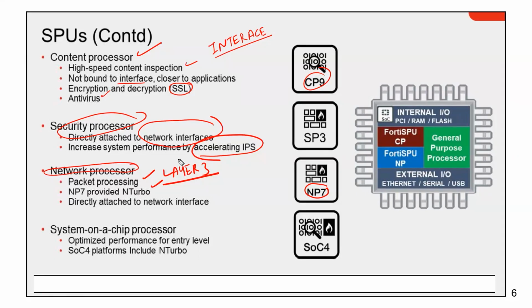Now a question comes up: if traffic is going out to the internet, can more than one processor be applied on it? Absolutely. If the traffic is coming in, the network processor or NP7 will do its job. If you have some kind of scanning or encryption or decryption, then the content processor will do the job. And if you have IPS implemented, then the security processor will also be added. So one traffic, but three processors are doing the job for you.